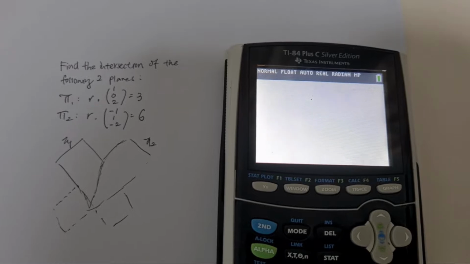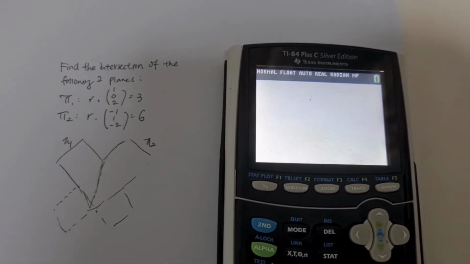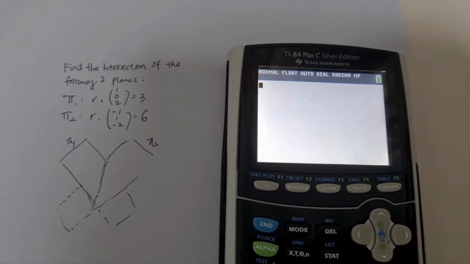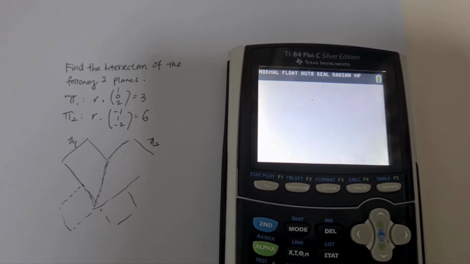Hello friends, I'm Bob. In this video I will show you how to find the intersection of the two planes using the TI-84 Plus C Silver Edition graphics calculator.